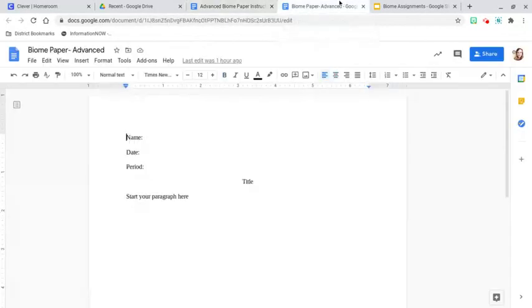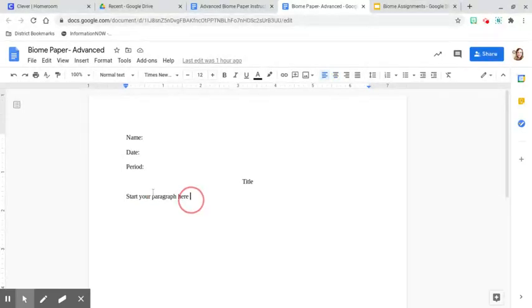Okay. Over here, you see the biome paper advanced. I have already set it up for you. So name, date, and what class period you're in. Your title will be whatever your specific biome is and whatever you want to add into it to make your title unique. Okay, right here where it says start paragraph.